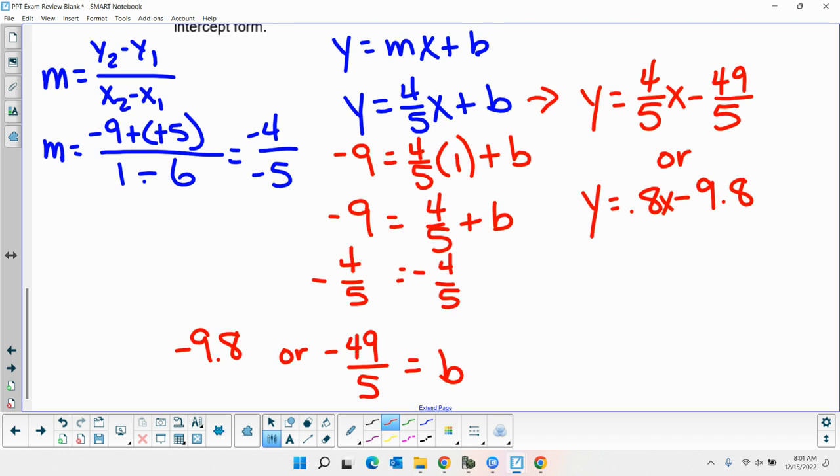So find the slope first, so you know what m is. And then substitute it into y equals mx plus b, the m part. And then substitute one of the 2 points, it doesn't matter, in for x and y to solve for b, which is your y-intercept, right?